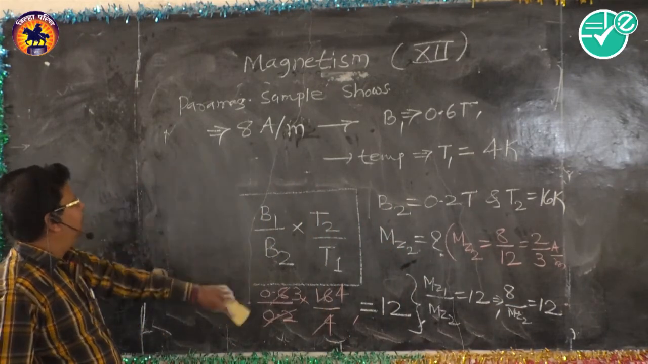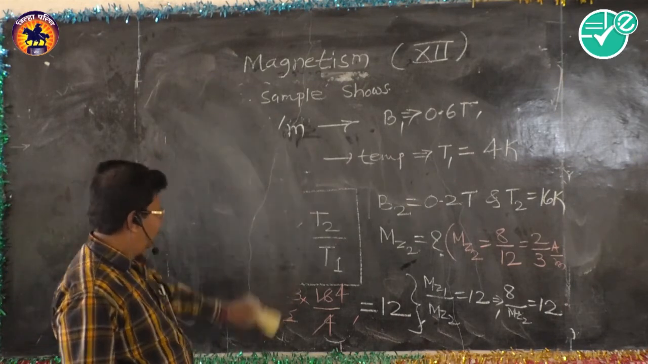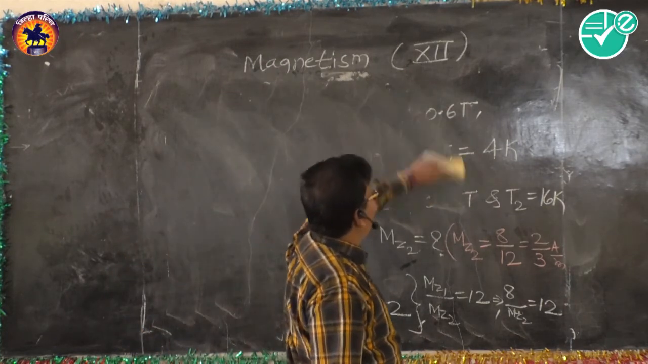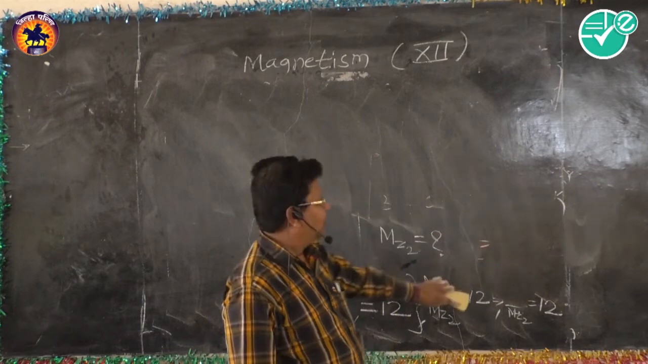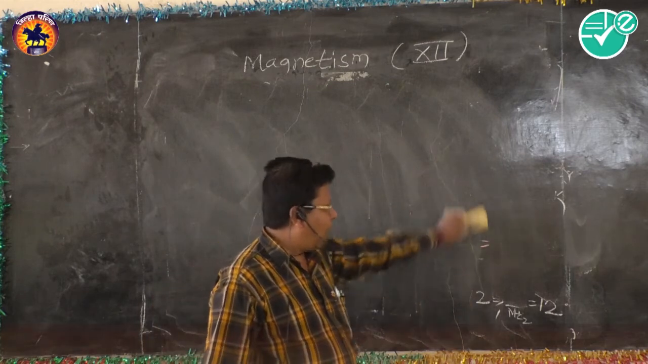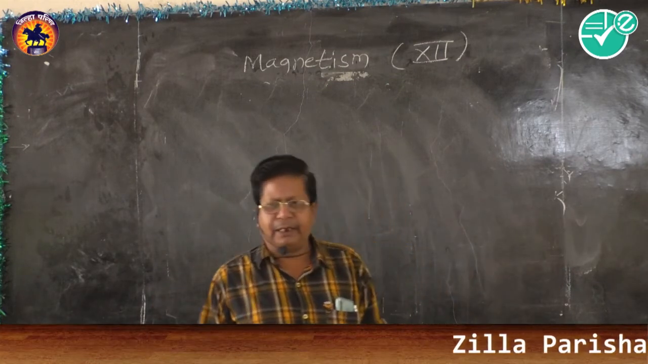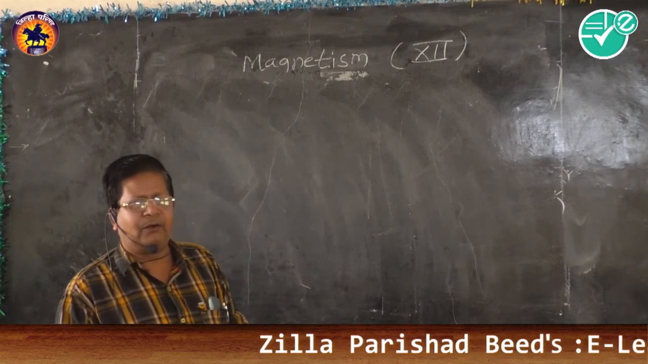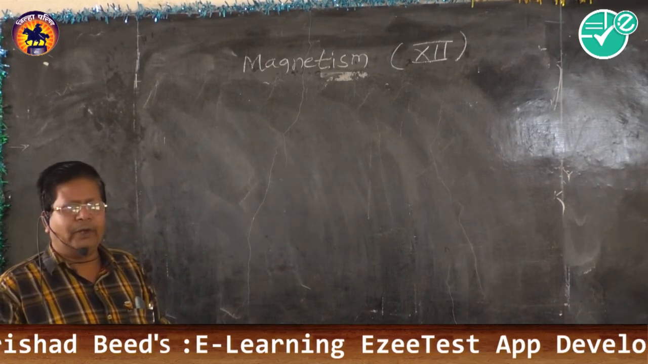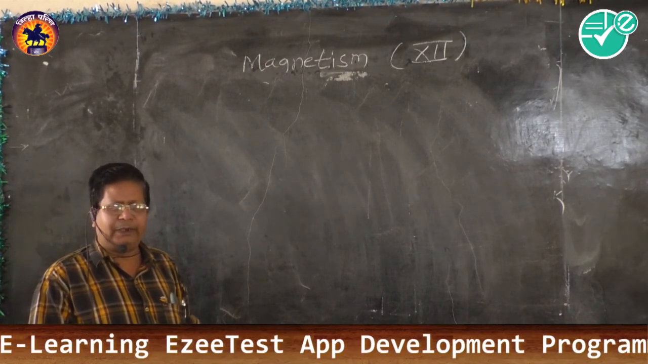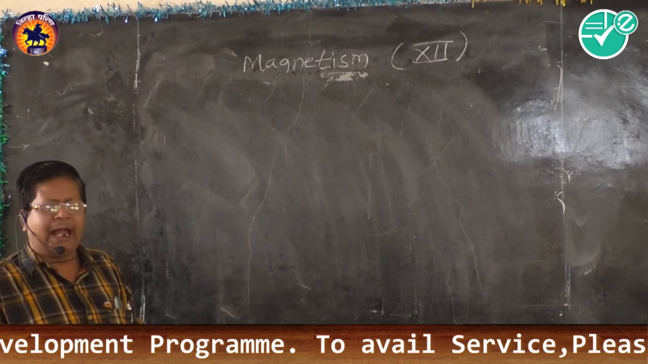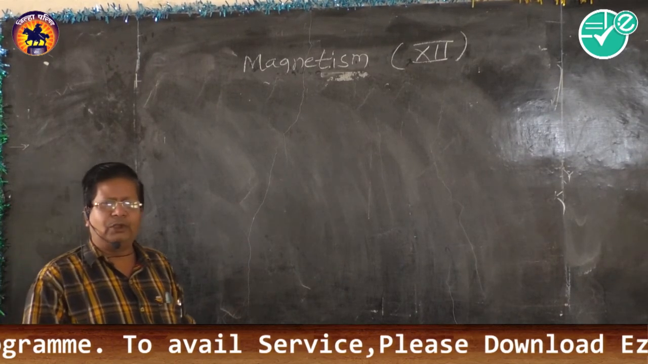So dear students, today in this chapter on magnetic properties of matter we learned, number one, magnetization of material, also called intensity of magnetization. Second, we learned about magnetic intensity. Third, we learned about magnetic susceptibility. Fourth, we learned about relative permeability. And finally, we learned about Curie's law.